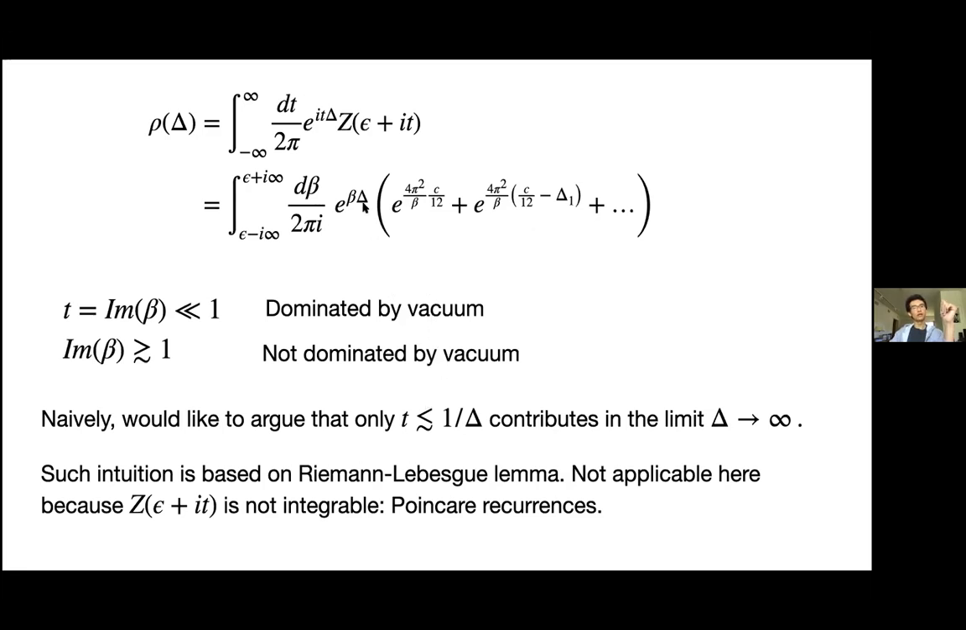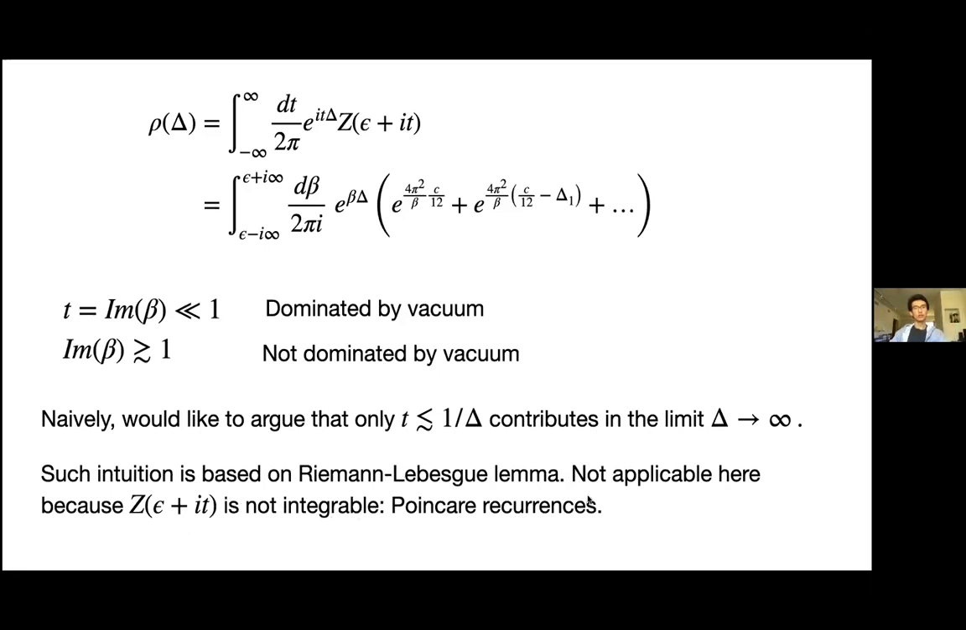But then you would like to say that perhaps, well, for large delta, this is an oscillating phase. So perhaps only small beta matter in this formula. But as far as I'm concerned, this kind of intuition is usually based on the Riemann-Lebesgue lemma. And here it is not applicable because this function which we're integrating is not integrable. So that's what you need for the Riemann-Lebesgue lemma.